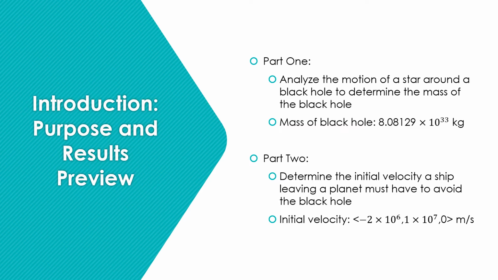The purpose of this lab is to analyze the motion of a star around a black hole and to determine the mass of the black hole. The mass of the black hole was 8.08129 times 10 to the 33rd kilograms. The second part was to determine the initial velocity a ship leaving a planet must have to avoid the black hole. The initial velocity that I found was negative 2 times 10 to the 6th for the x component and 1 times 10 to the 7th for the y component.